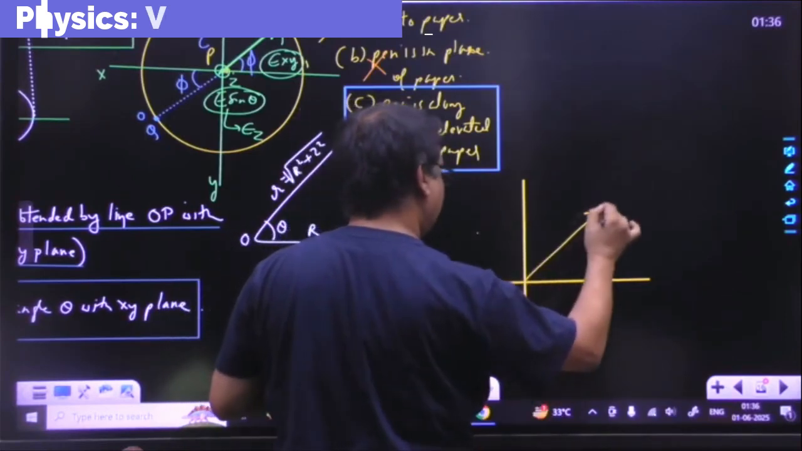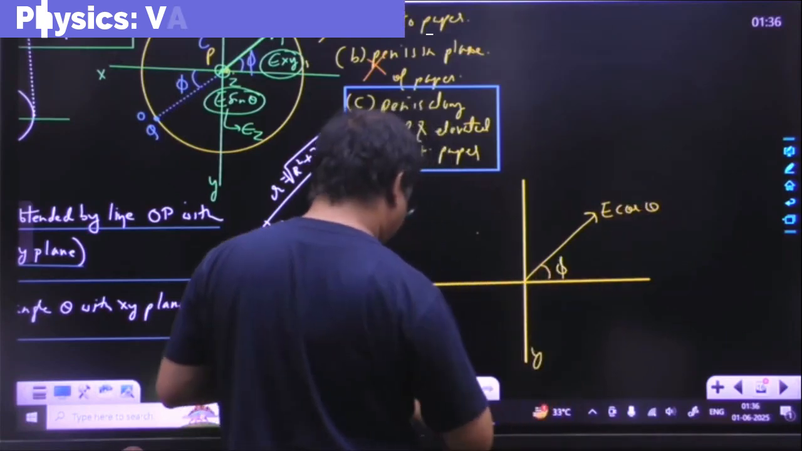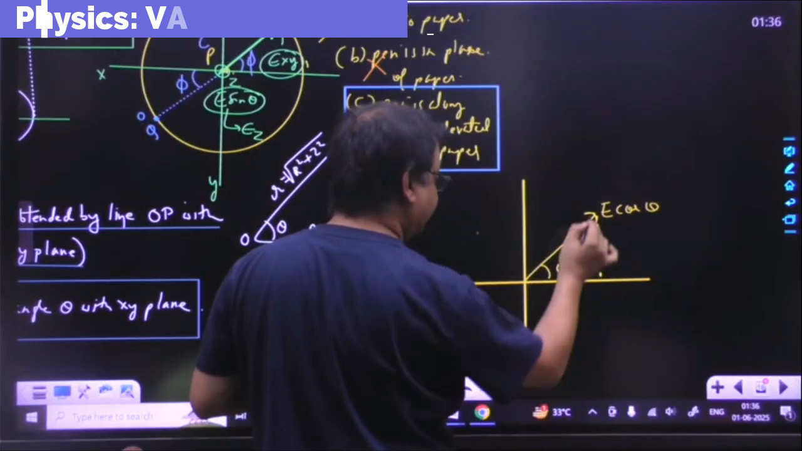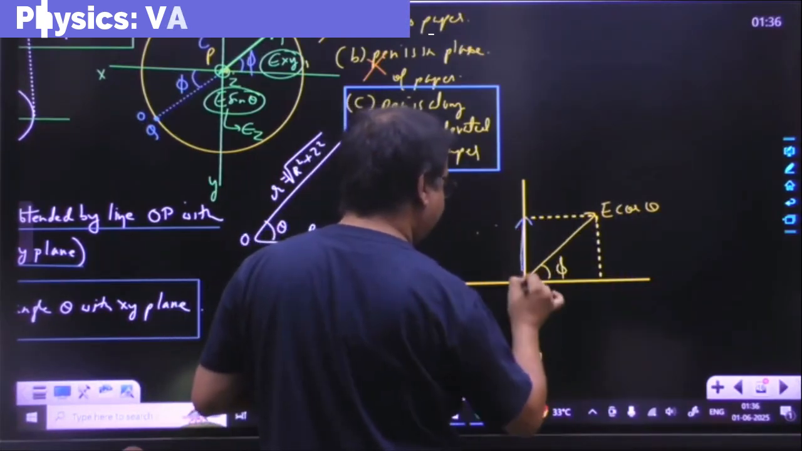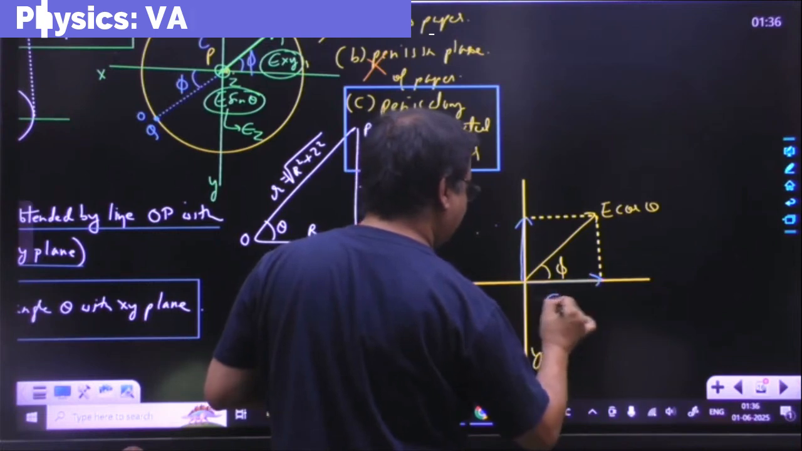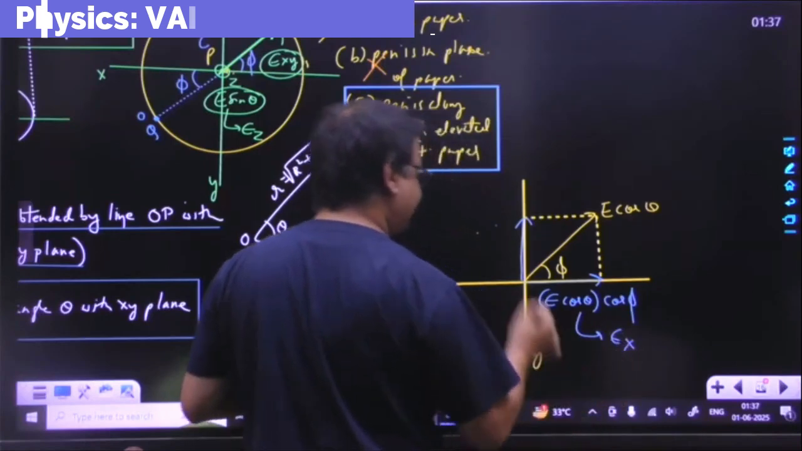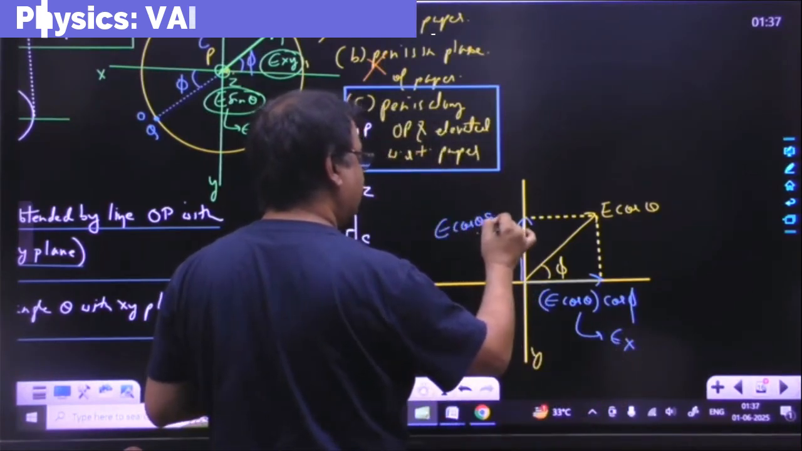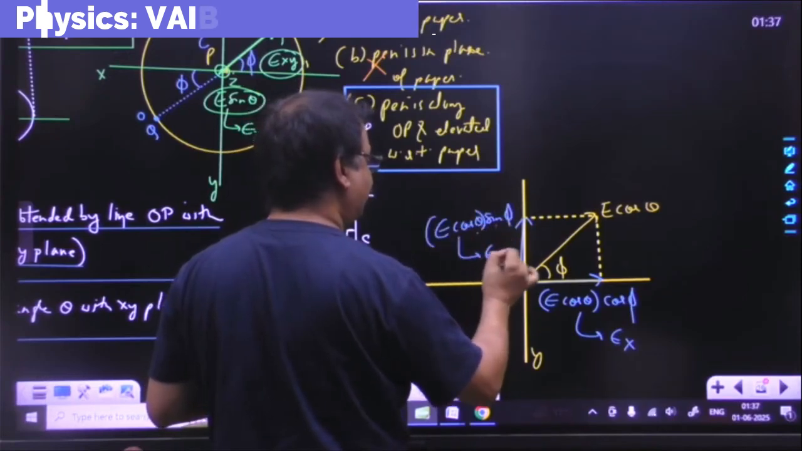XY plane, and this is E cos theta and this angle is phi. So I have to take further, because E cos theta is neither the x component nor the y component, it is a component in the xy plane. So if we want to take the further components, we have to further resolve it. So this will come to be the length of the vector E cos theta cos phi, and this component will give you Ex, and this component will be the length of the vector E cos theta sin phi, correct? And this component will give you the component along the y-axis.